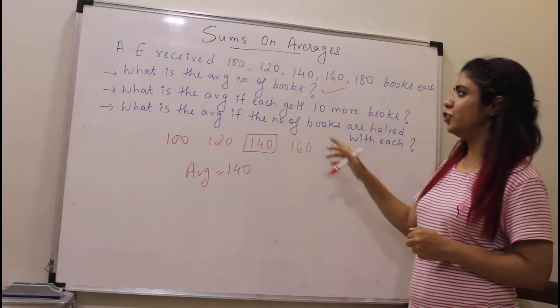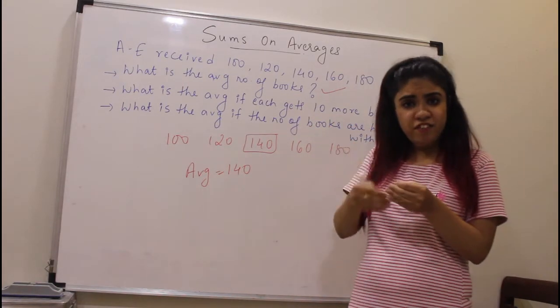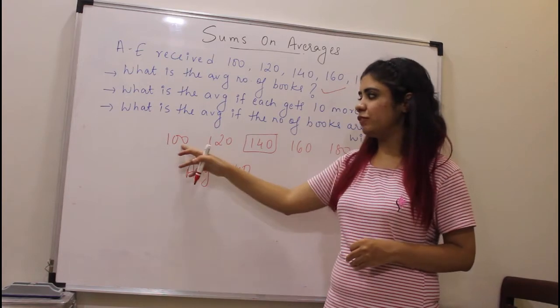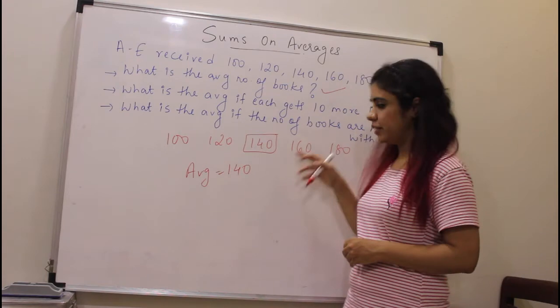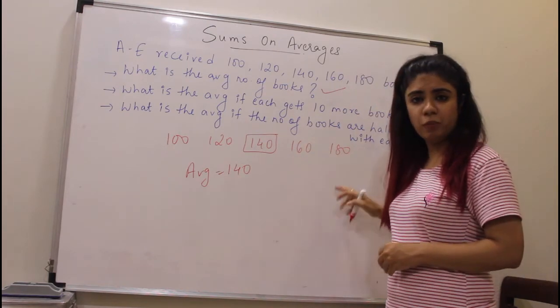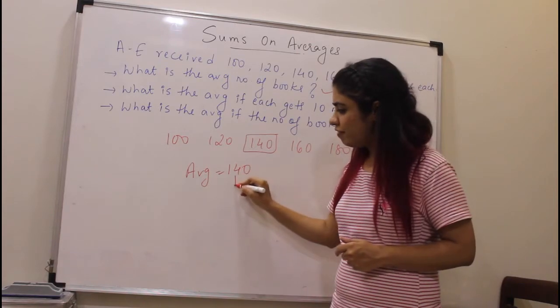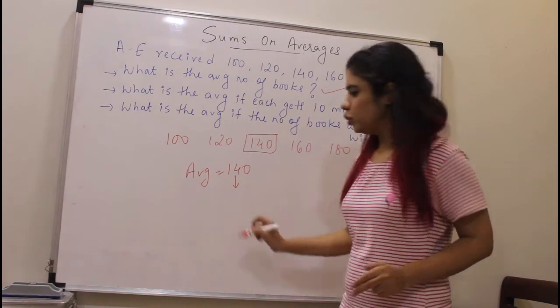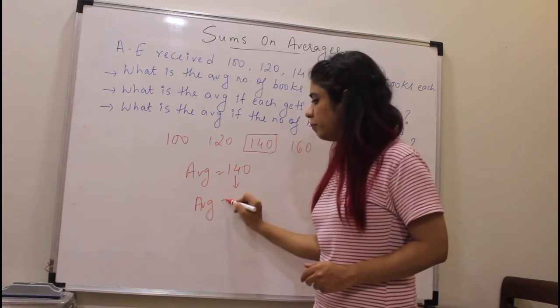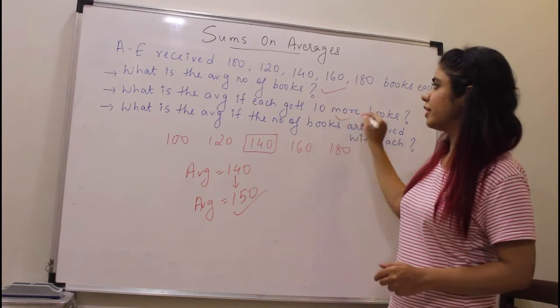What is the average if each gets 10 more books? If everybody gets 10 more books, understand this will become 110, this will become 130, this will become 150, this will become 170, this will become 190. So if everybody gets 10 books, your average also increases by 10. As simple as that. So your new average becomes 150. That's your answer. Okay? So this is your second question.